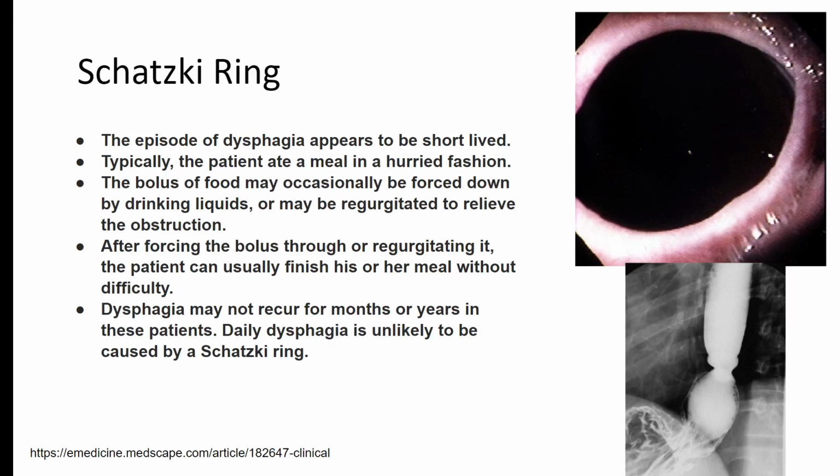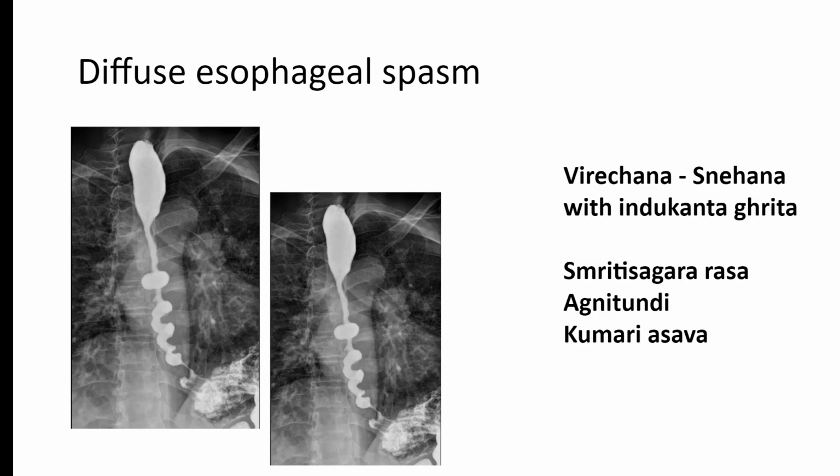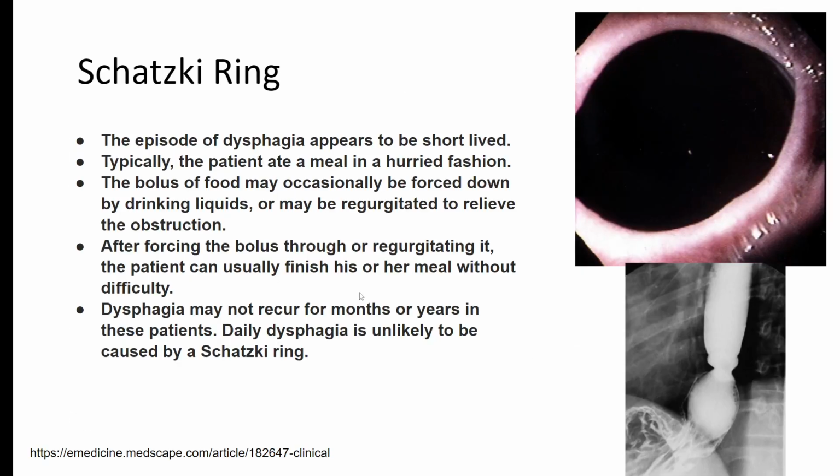Then another condition, though not very common, is the Schatzki Ring. Schatzki Ring presents again with episodes of dysphagia, as in the case of spasm. Here also it's a psychological spasm which is short-lived. But the difference between a diffuse spasm and Schatzki Ring is that in diffuse spasm, the whole esophagus is under spasm, whereas Schatzki Ring is temporary.